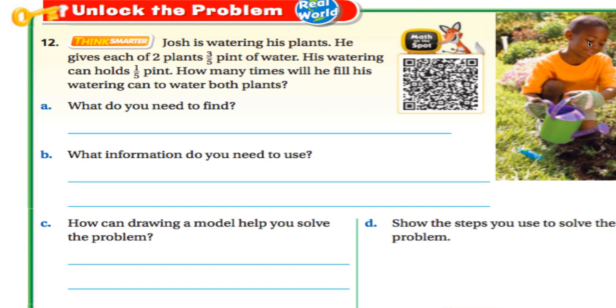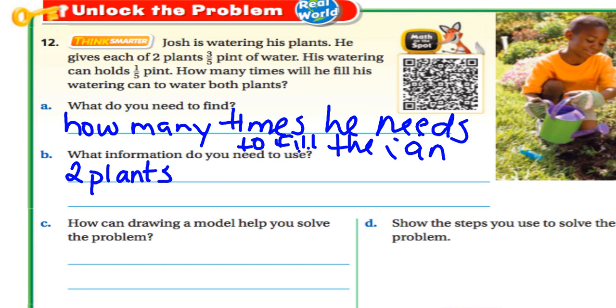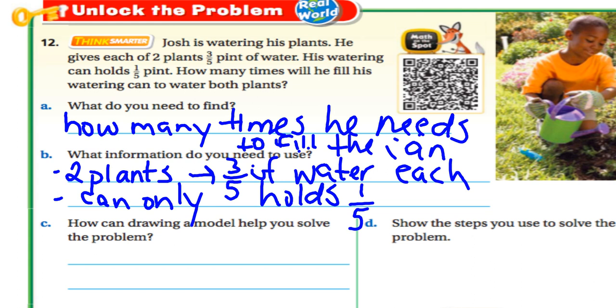Okay, unlock the problem. Josh is watering his plants. He gives each of 2 plants 3/5 pints of water. His watering can holds 1/5 pint. How many times will he fill his watering can to water both plants? What do you need to find out? You need to find out how many times he needs to fill that watering can. What information do you need? You know there are 2 plants that require 3/5 of water each. However, his can only holds 1/5.